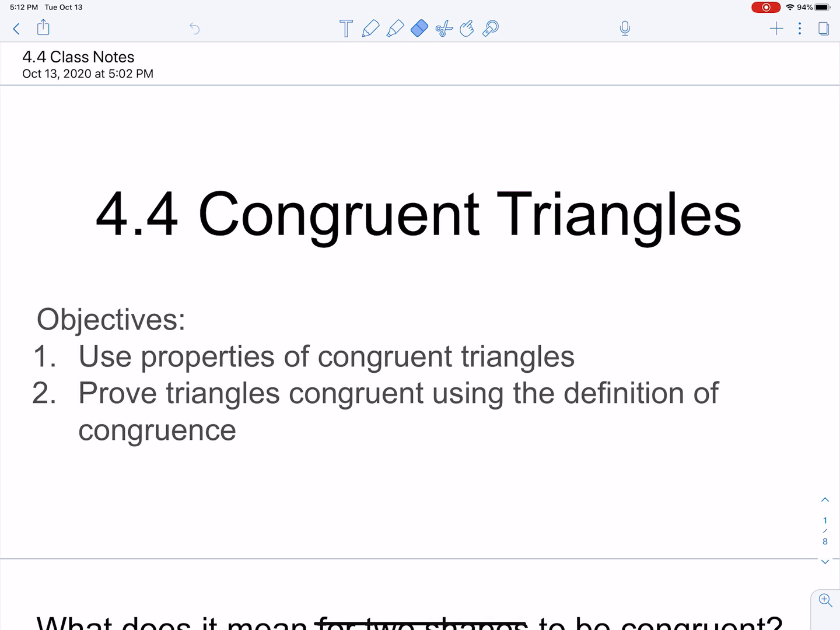We are covering lesson 4.4 on congruent triangles. The two objectives of this lesson are to use properties of congruent triangles and then to prove triangles are congruent using the definition of congruence.